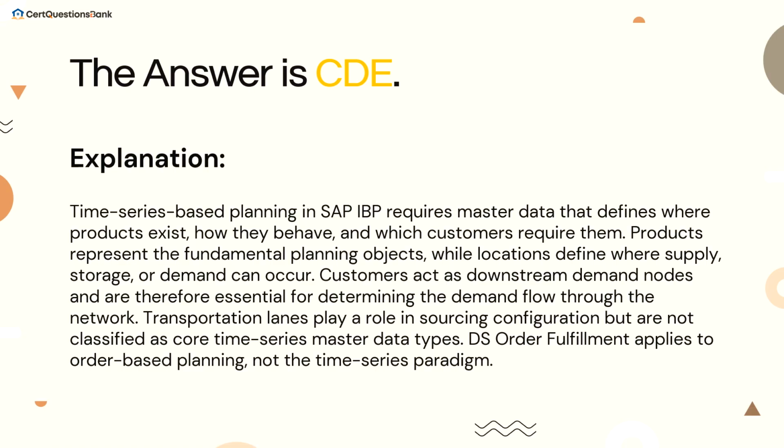Time series-based planning in SAP IBP requires master data that defines where products exist, how they behave, and which customers require them. Products represent the fundamental planning objects, while locations define where supply, storage, or demand can occur. Customers act as downstream demand nodes and are therefore essential for determining the demand flow through the network.